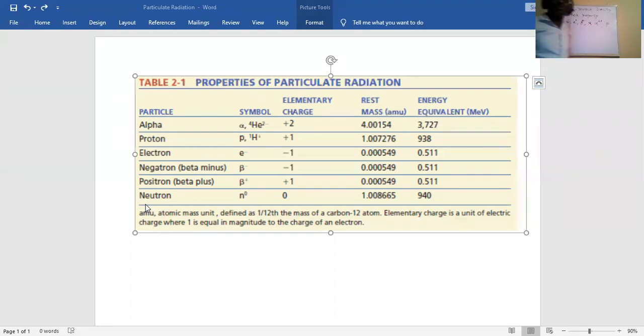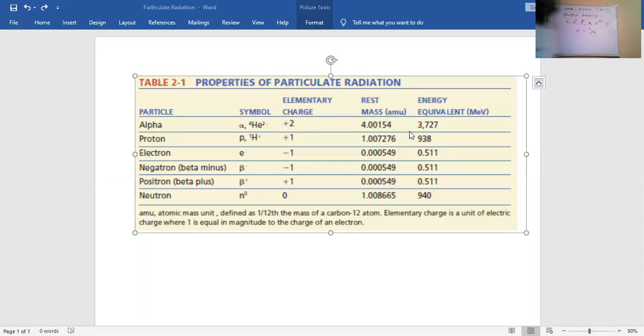These are some of the particles we will be making use of in radiology. We have the alpha particle. The alpha particle has a charge of +2. It is actually a helium nucleus. It has 2 protons and 2 neutrons, which gives us a mass number. It has a rest mass of 4.00154 AMU, that's atomic mass unit.